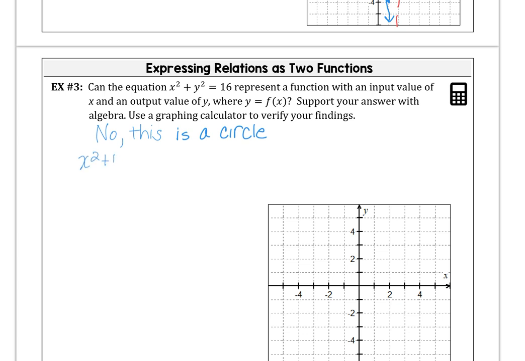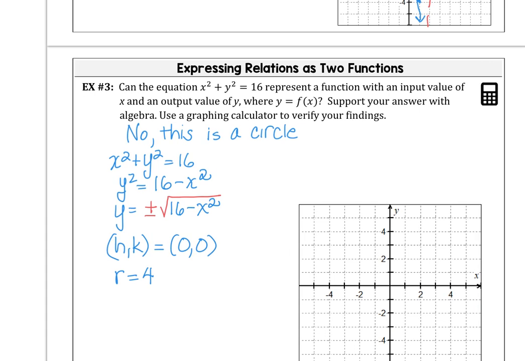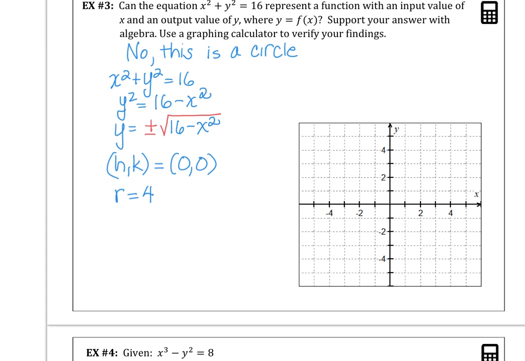And x squared plus y squared equals 16 is going to look like y squared equals 16 minus x squared. And when you introduce the square root of both sides, we get y on the left and either the positive or negative square root of 16 minus x squared. Our center of our circle is located at the origin. The radius is the square root of 16, and we have a circle centered at the origin with radius 4.